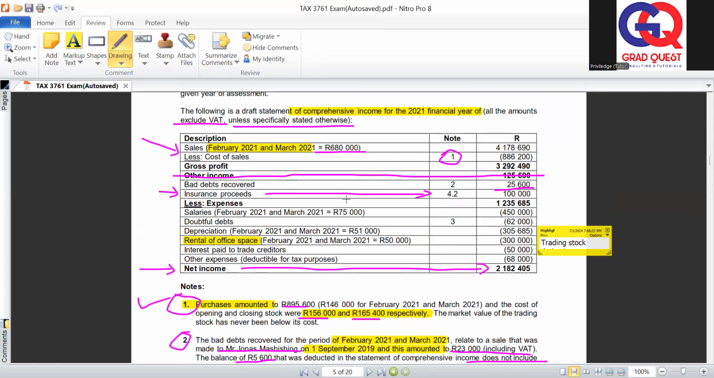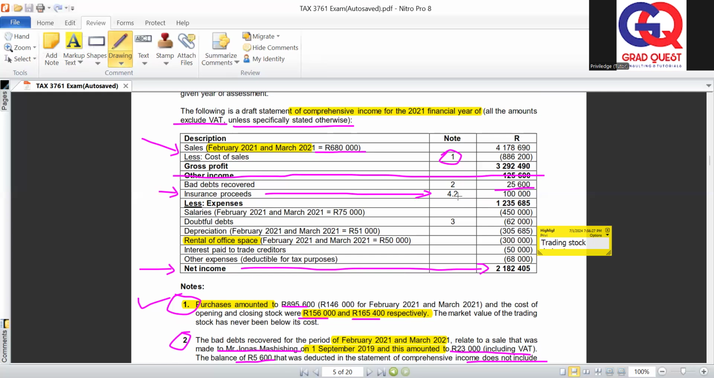But even before we got to that aspect, we could have addressed everything else, such as salaries, doubtful debts, rental of office space, interest paid to trade creditors, and other expenses. We could have dealt with those first, but in this case it really didn't matter much, because all of these things would still form part of the deductions and capital allowances of the taxpayer.